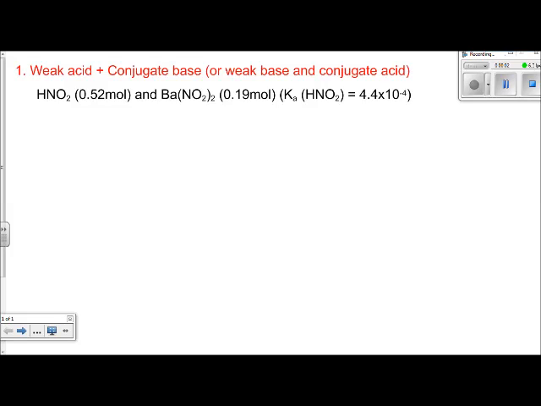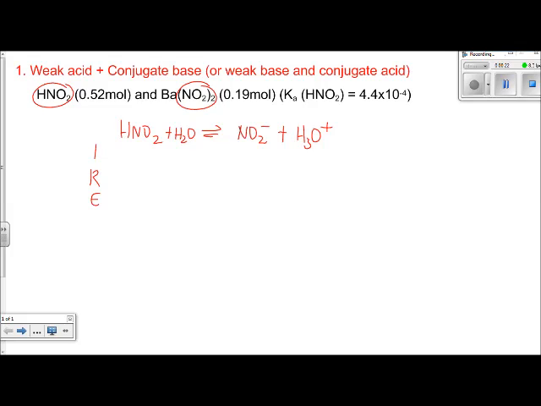The first type of buffer simply involves picking up a weak acid and its conjugate base. So we've taken HNO2 and then nitrite. We get it in the form of barium nitrite right off the shelf. First thing to do, set up your equilibrium expression that unites that conjugate pair. So we have HNO2 on the left and NO2 minus on the right.